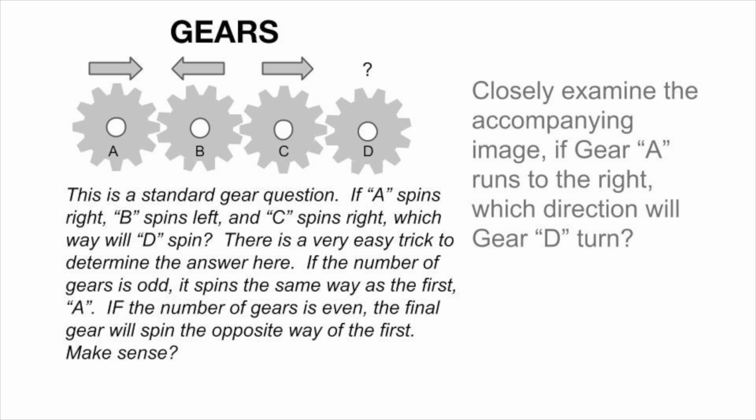This is a standard gear question. If A spins right, B spins left, and C spins right, which way will D spin? There is a very easy trick to determine the answer here.